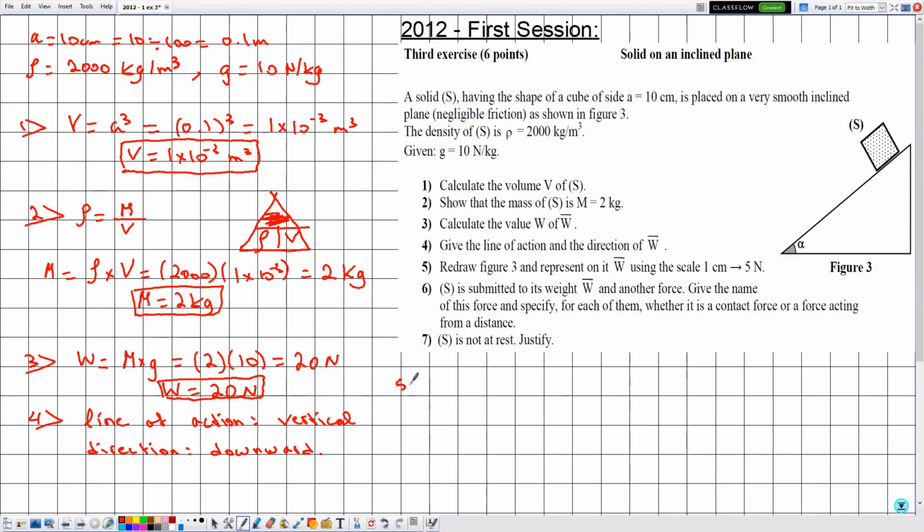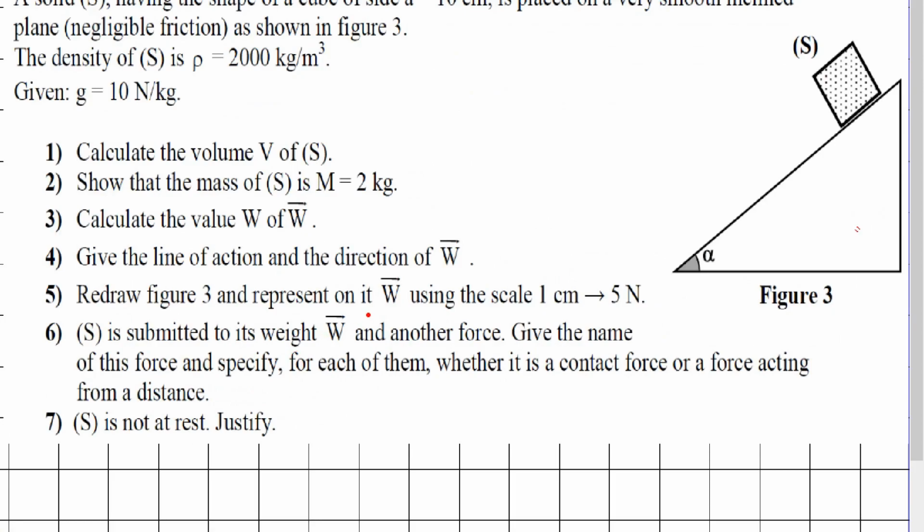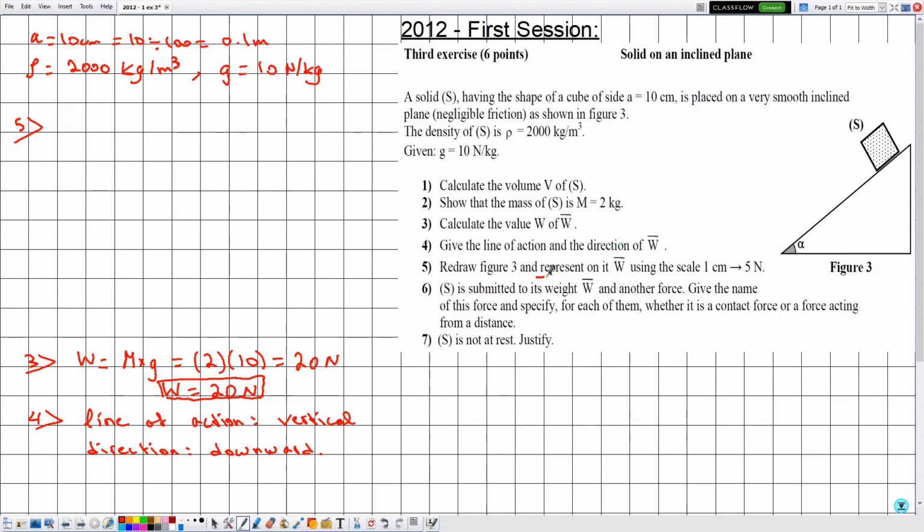And now in number 5, so let me make some space here. Now in number 5, they are telling me to redraw figure 3 and represent on it W using the scale 1 centimeter corresponds to 5 newtons. And hereby represent, they mean that we need to draw the vector W.